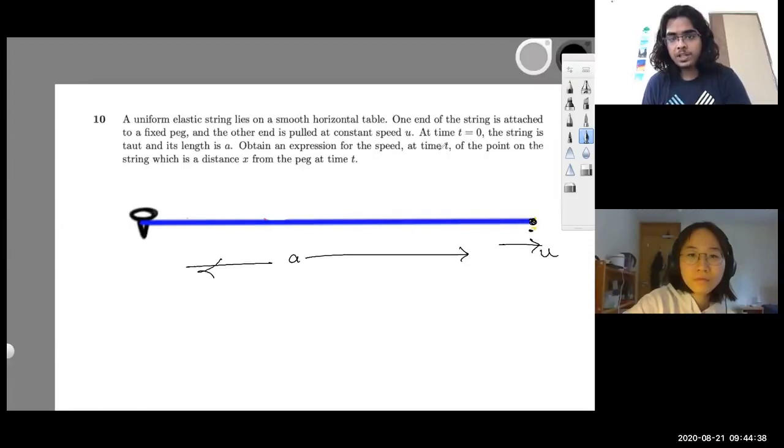Now you want an expression at time t of the point on the string which is at distance x from the peg at time t. So this distance x is at a time t. Meanwhile, has everyone read the question? Try to think about it for some time and see if you can look at the relation.